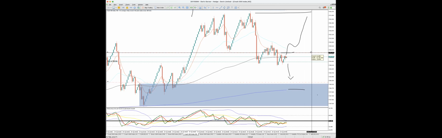C1, I'm going to scale out, oh sorry, not C1, C5. I'm going to scale out there. Okay, let's see what happens. C3, the last M15 candle also looks like a rejection.